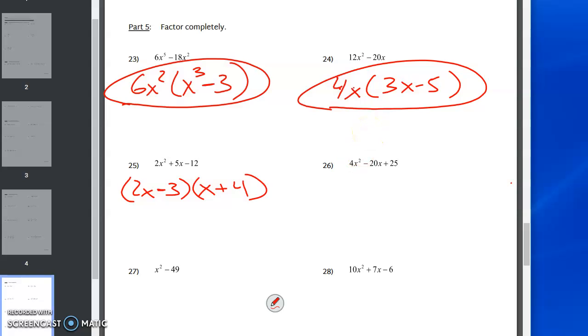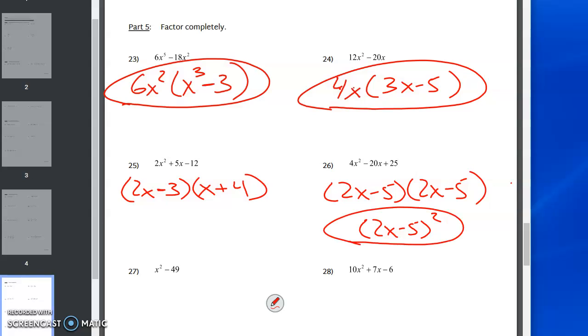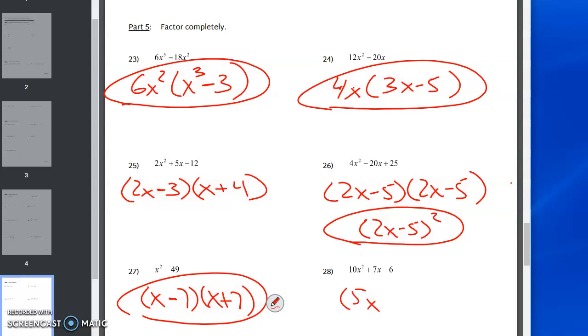For number 26, when you have two perfect squares here, usually it's going to look like this. It's going to be the same thing in each parenthesis. My factors of 4x squared are 2x and 2x. My factors of 5 are negative 5 and negative 5. And I'm going to write this one as 2x minus 5 squared. Here, it's a difference of 2 squares. My middle terms disappear. x minus 7, x plus 7. And down here, it's 5x plus 6 times 2x minus 1.